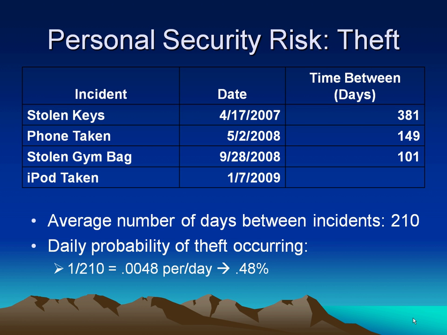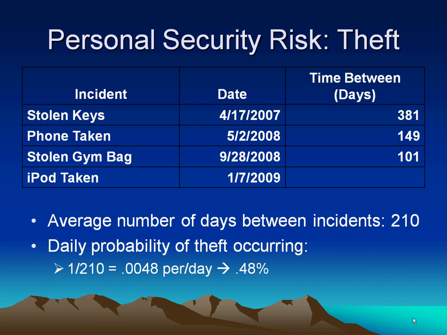Next, within each category, you write down any incidents that have occurred within that category and the dates that they correspond to. In this example, the incidents of theft include stolen keys, a phone, gym bag, and an iPod. Then, you list the incidents according to the dates, with the oldest date first, and going down, and finally ending with the most recent date.